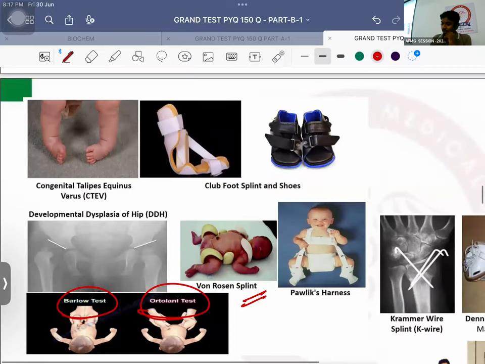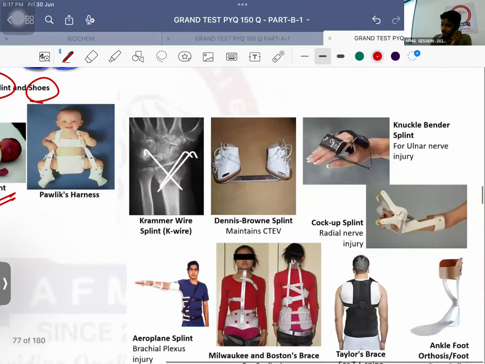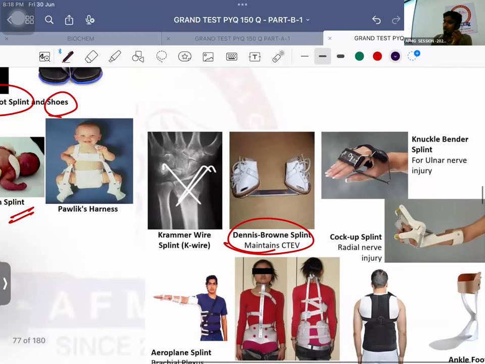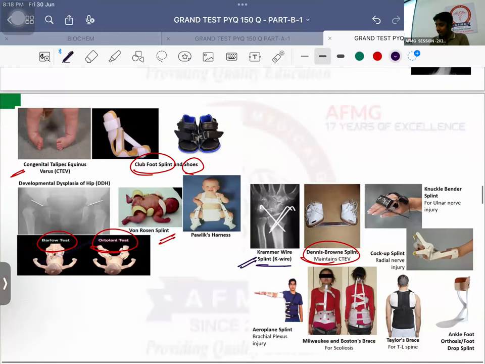Please remember that. Okay? In CTEV, that is congenital talipes equinovarus, the splint which is used is known as the Denis Browne splint, or the shoes are called CTEV shoes. Please remember. Most common splint to be used is the Cramer wire splint or the K wire splint. It is the most common splint used for fixation of any fracture.